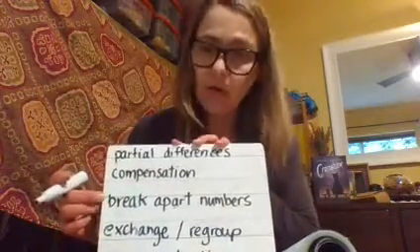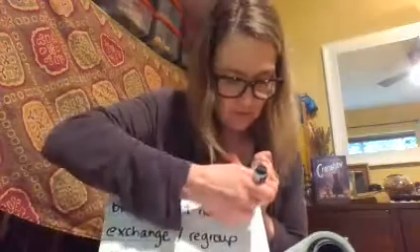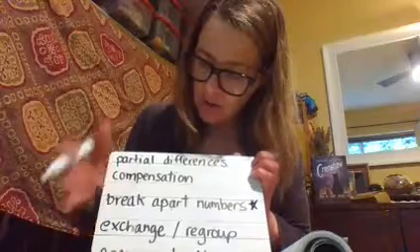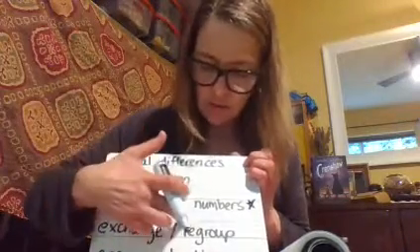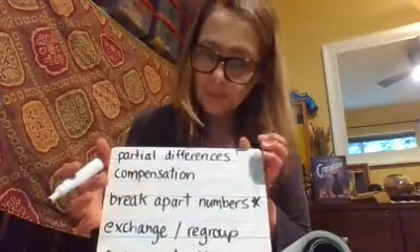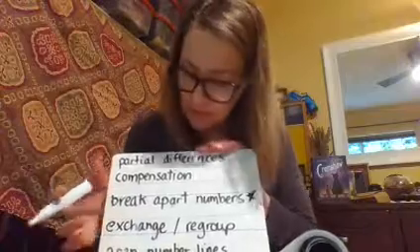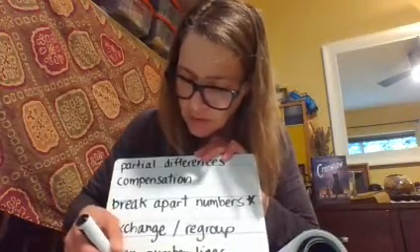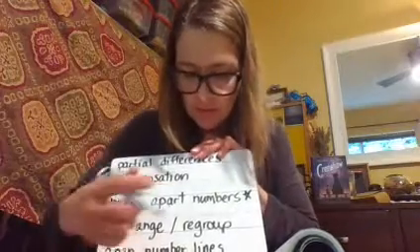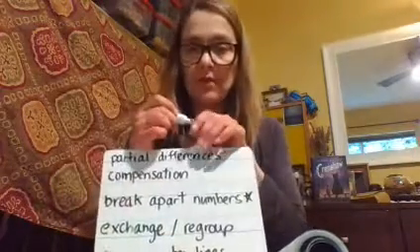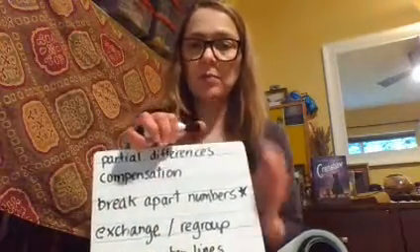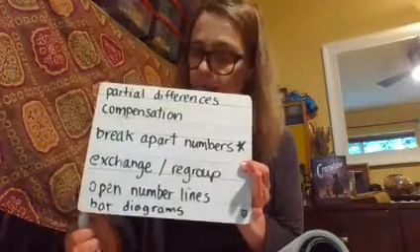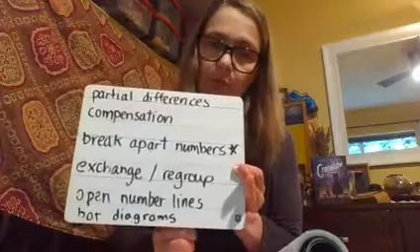And then we have break apart numbers, which is my favorite. And exchange, making a regrouping and exchanging. 10s for 1s or 1s for a 10. And then your open number line and your bar diagram, bar diagrams, which will never fail you. The open number line will always work. Counting up or counting back, depending on whether it's subtraction or addition.